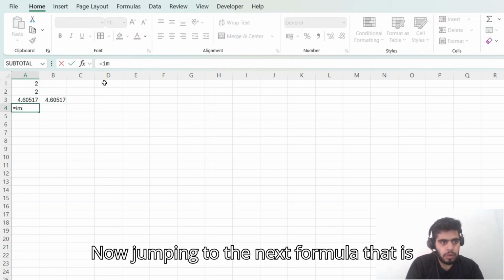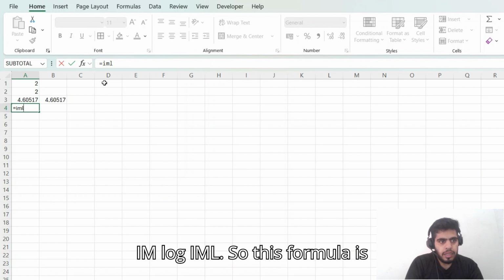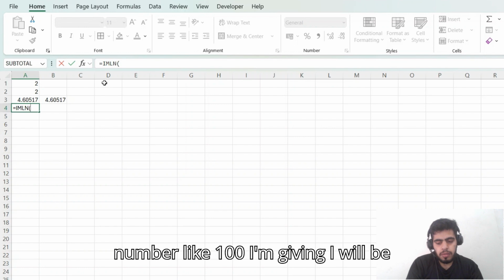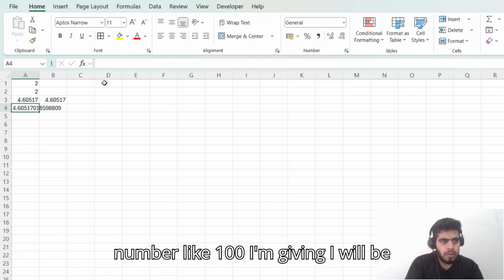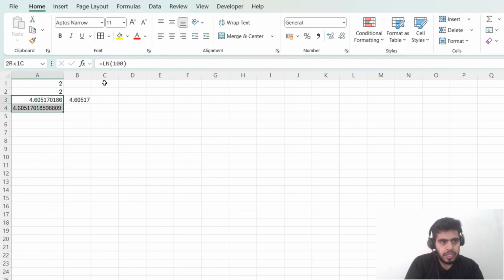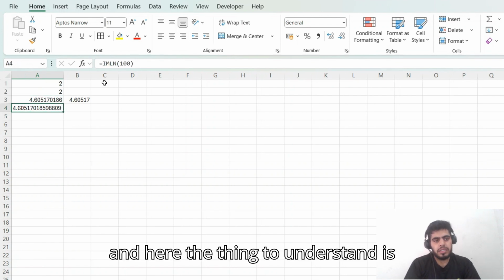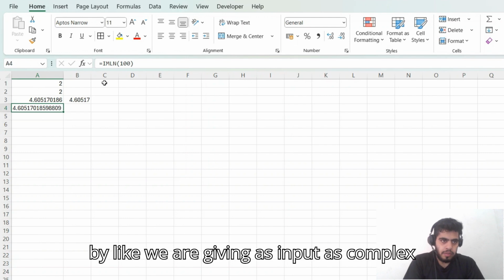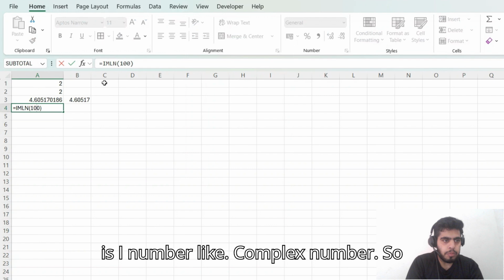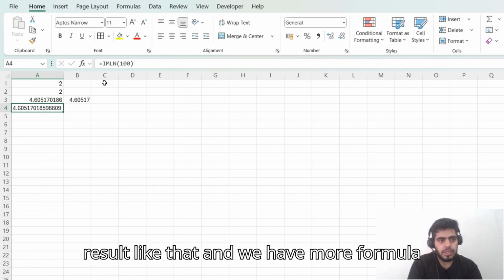Now jumping to the next formula, that is IMLN. This formula is similar. If I give a complex number, like 100, I get the same number only, but the number length is pretty high. The thing to understand is that we are giving a complex number as input. If you see my parameter, this is the inumber, the complex number. By putting this, I'm getting a long result like that.